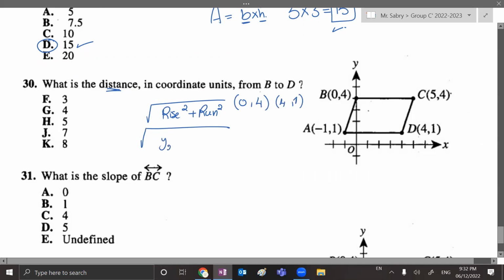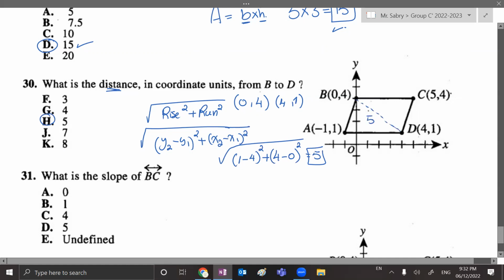And I do y2 minus y1 to the power of 2 plus x2 minus x1 to the power of 2 as well. So 1 minus 4 to the power 2 plus 4 minus 0 to the power 2 under the square root, and the answer here will be 5. So the distance of this side is 5. Does this make sense, everyone?